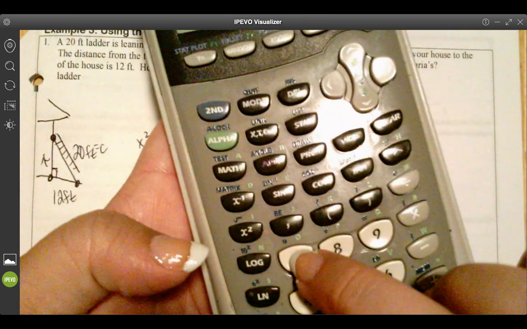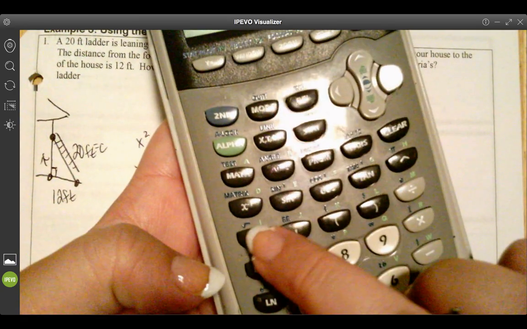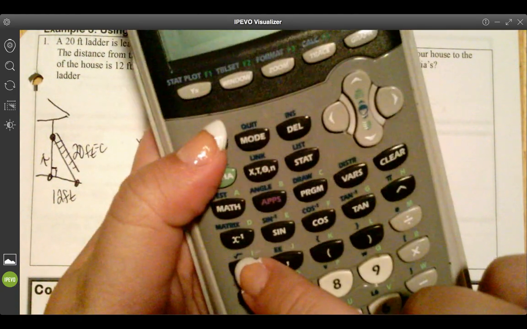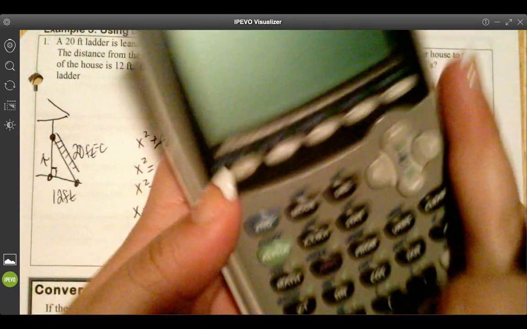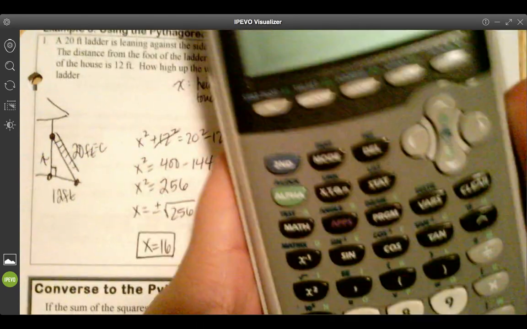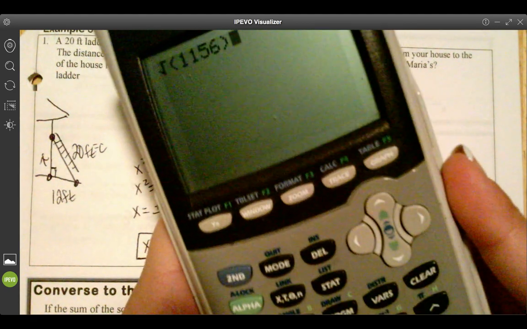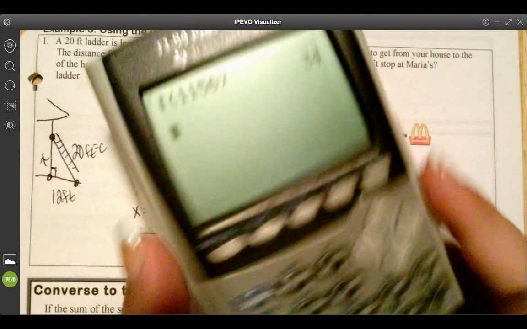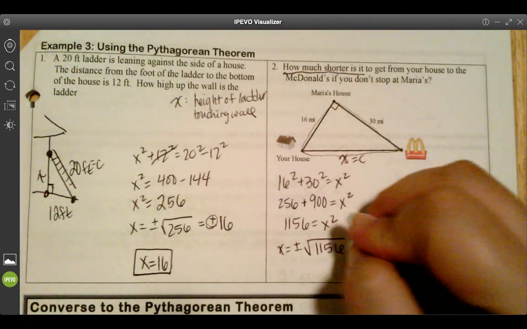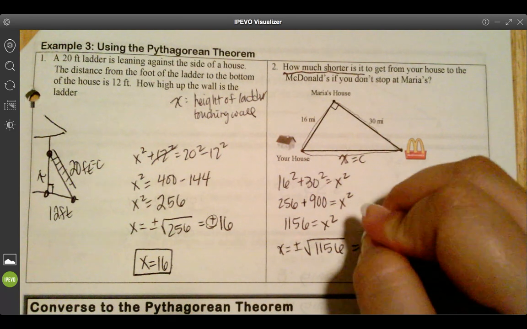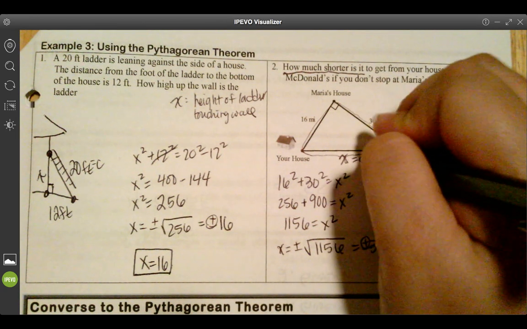remember we said the square root symbol, if I find the 7 and I go up and over, there it is, I have to do second square root, and it'll put in the square root symbol, 1,156. Enter is 34. So it was a perfect square, plus or minus 34. It's a distance, so it has to be positive.